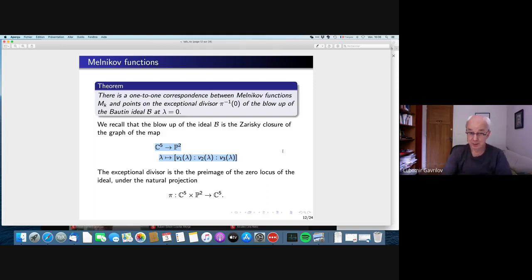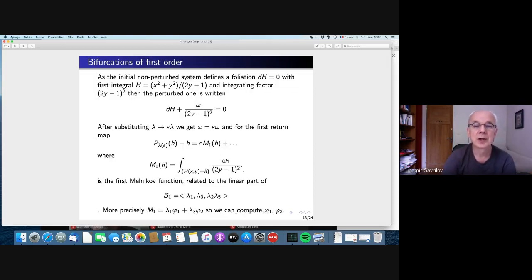And we really like very much this situation when the ideal is principal, because we can say immediately what is the maximal number of zeros of the function which we are interested in. Moreover, we can exactly say which kind of Melnikov functions can appear, because there is a bijective correspondence with this exceptional divisor.